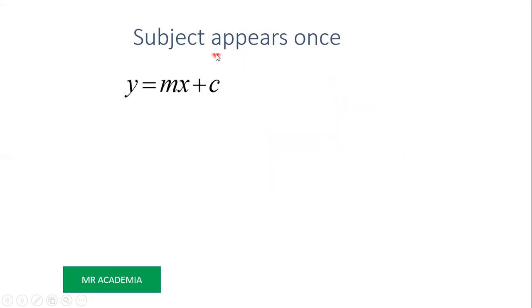If we have an equation which is y equals mx plus c, since there is y alone on this side, we say y is the subject of the formula, and y is equal to mx plus c. So if we want to make x the subject of the formula, it's the same as leaving x on its own side of the equation.